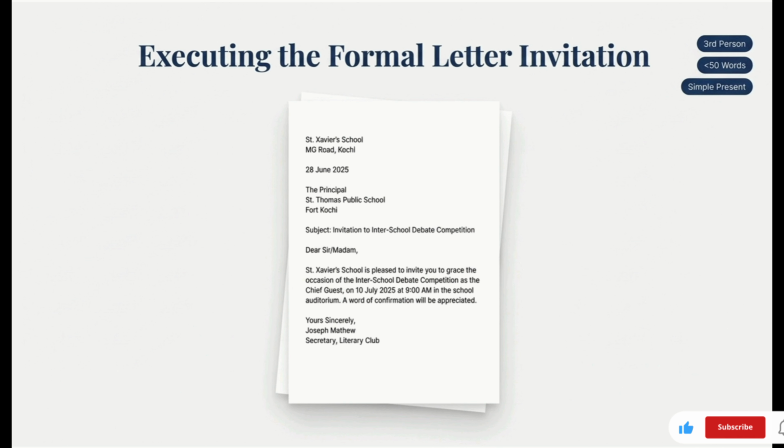In this letter, St. Xavier's School invites the principal of St. Thomas Public School to attend an inter-school debate competition as the chief guest. Notice how the invitation clearly mentions the event, the date and time, the venue. It ends politely with a request for confirmation of attendance.